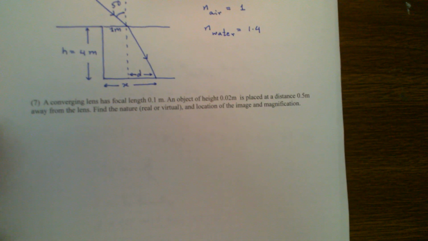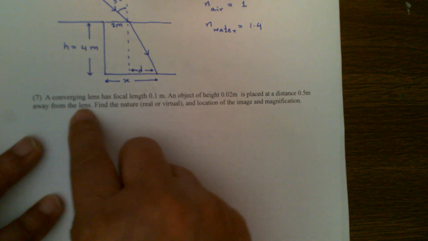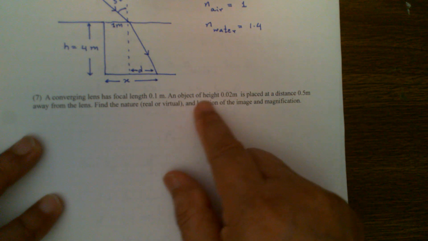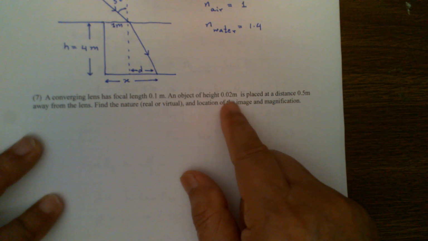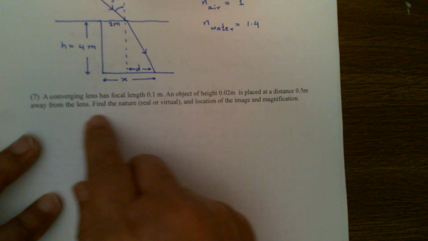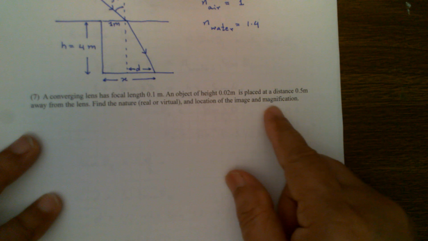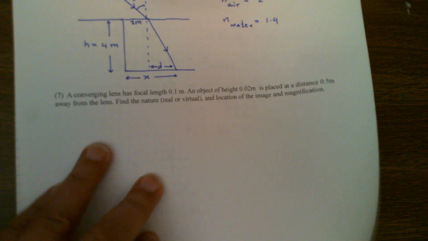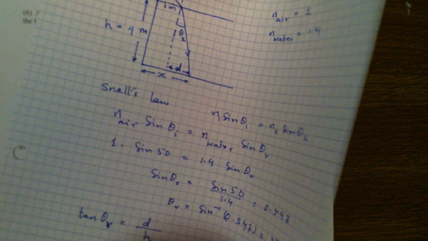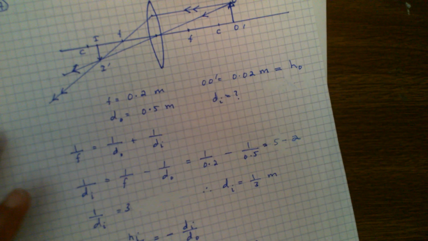Now the last problem, number 7, is a converging lens has focal length 0.1 meters and the object of height 0.02 meter is placed at a distance 0.5 meters away from the lens. Find the nature, real or virtual, and location of the image and magnification. Again, this is another simple problem. Let me show you.